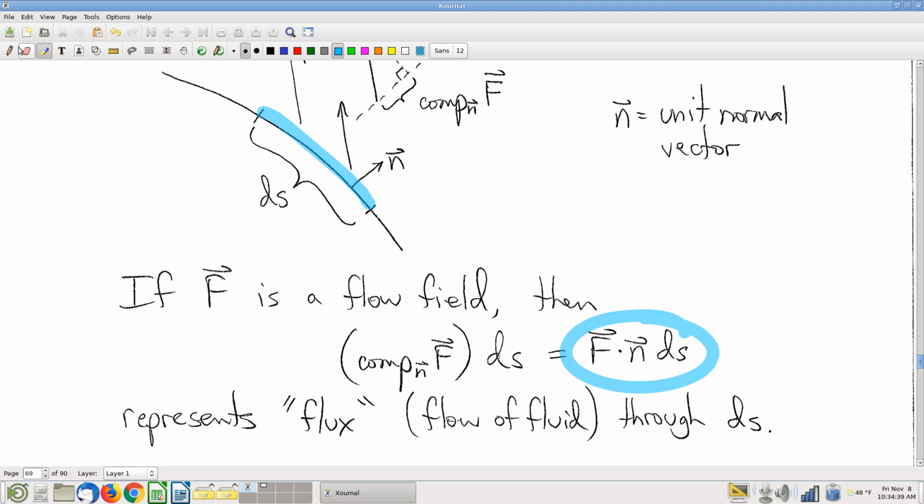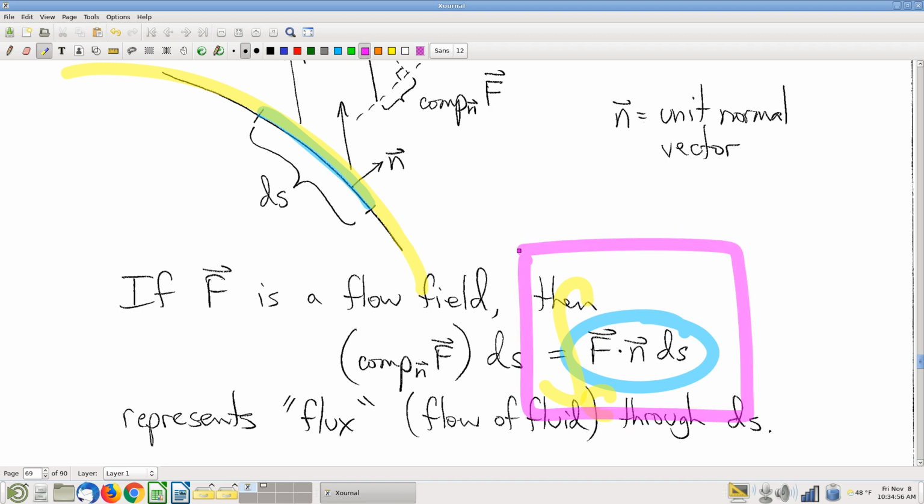If I would like to know the total flux across some entire curve, whatever that entire curve is, well, then just add up over that entire curve. And so here's our formula that we're going to use for the flux through a curve: the line integral of F dot n ds.